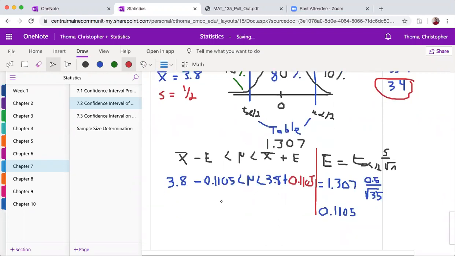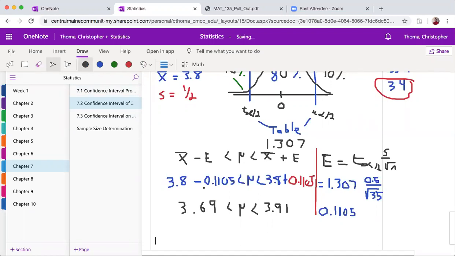So now I add that and subtract that from my mean. So my upper value is 3.91, less than mu less than 3.8 minus 0.1105, which is 3.6895, so 3.69.